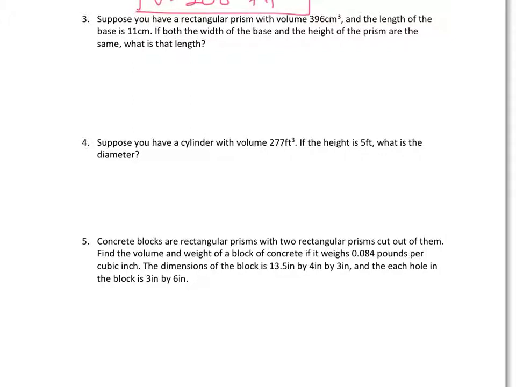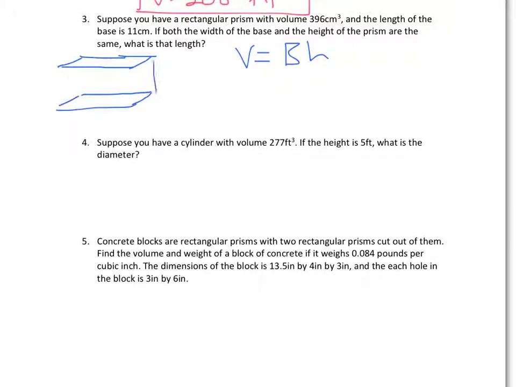Okay, number 3. We've got a rectangular prism, and we give you the volume. First of all, we know the volume. The formula is B times H. The length of the base is 11 centimeters. We want to know, if the width and the height are the same, what's the length?